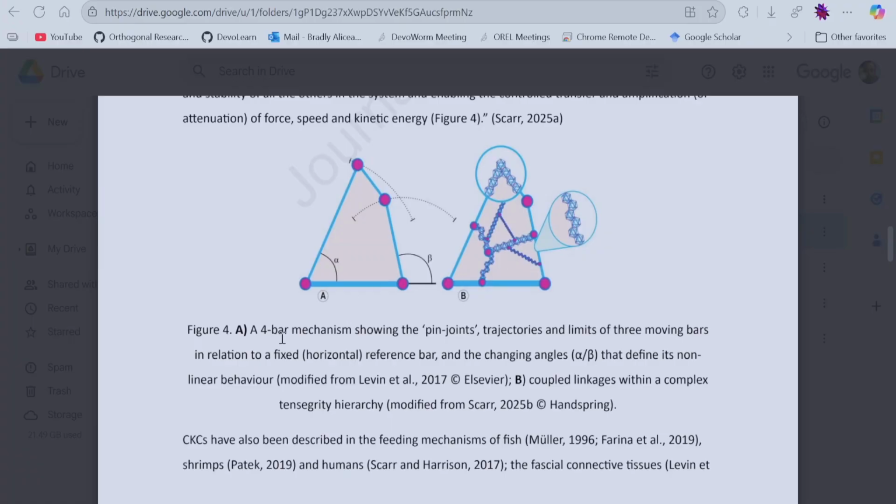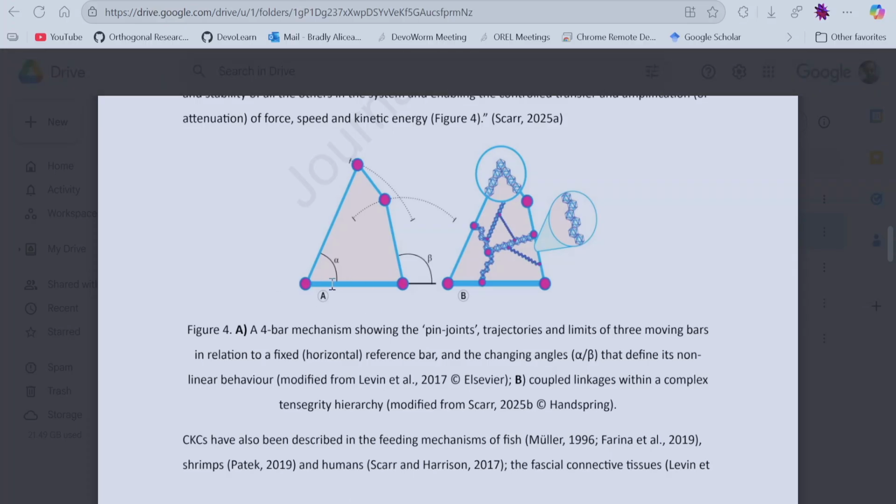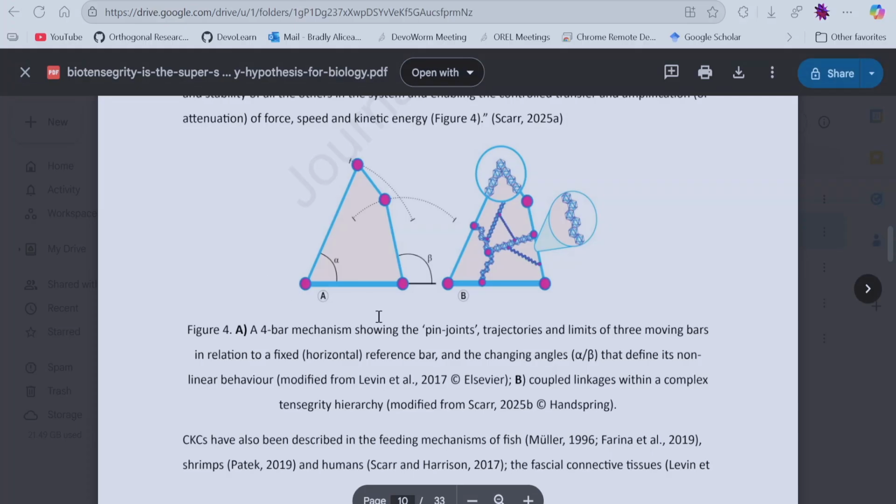So they show their model here, a 4-bar mechanism showing the pin joints, trajectories, and limits of 3 moving bars in relation to a fixed or horizontal reference bar, and then the changing angles, alpha over beta, that define its nonlinear behavior. And of course, this has a geometry. In the cell, we're going to have a specific geometry. It's not just a pendulum moving freely in space. It's this constrained geometry, and then you have these forces operating in this system.